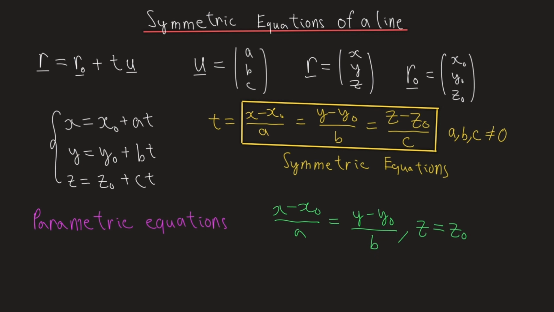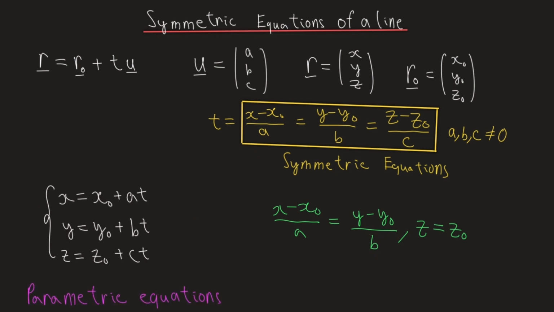One final point I want to make is explaining and clarifying why the symmetric equations, why their form makes sense. So from our vector equation over here, we can rewrite it as r minus r naught equals tu. And r minus r naught, the difference of these two vectors, is also a vector. So essentially what we have is a vector d that is equal to t times the vector u.